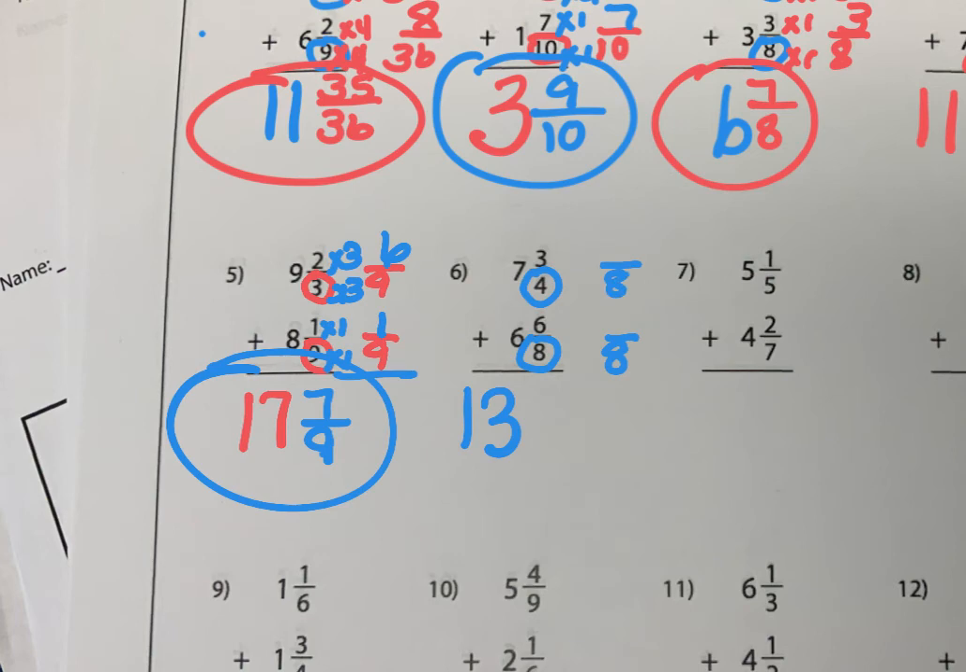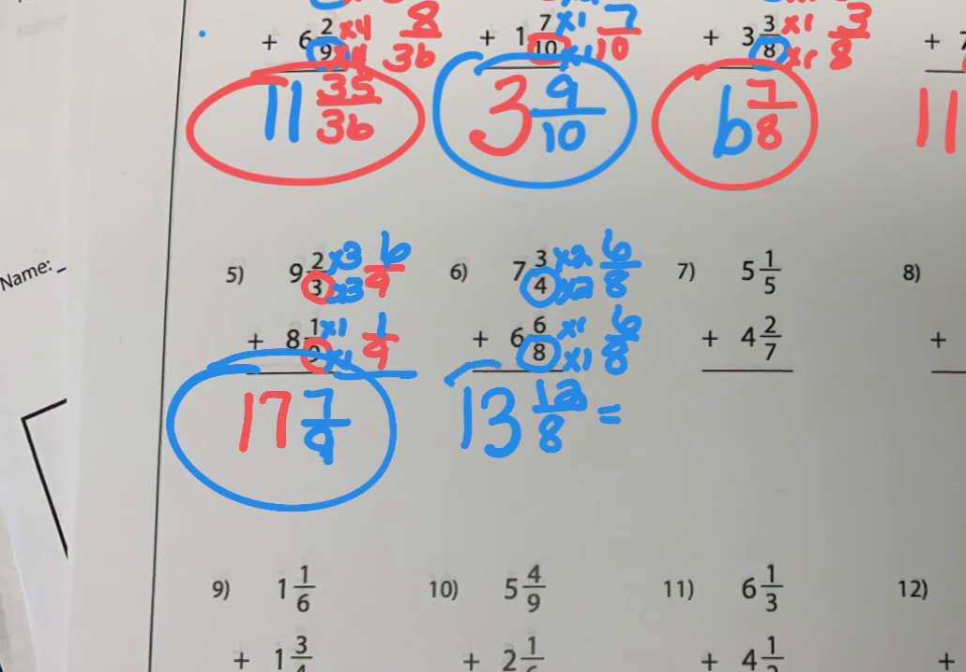8 times what is 8? 1. 6 times 1 is 6. 4 times what is 8? 2. 3 times 2 is 6. Okay. My denominator is 8. 6 plus 6 is 12. Now, improper. I just created a mixed number that contains an improper fraction. 12 over 8 is improper. I have to keep my 13, but I also have to convert 12 over 8.